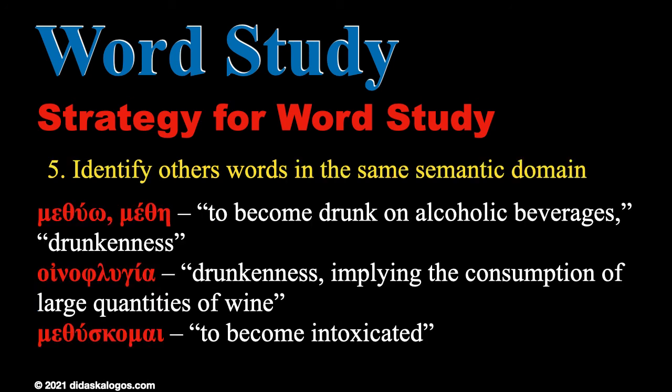And then 5, you want to identify other words in the same semantic domain. And here's where Louw and Nida can come very handy. So you have methuo and methe, to become drunk on alcoholic beverages or drunkenness. Oinophlugia, drunkenness implying the consumption of large quantities of wine. And methuskomai, to become intoxicated. So these words are related and can help you distinguish our word from other words within that same semantic domain. It might help you then to compare and contrast and to maybe more tightly limit the meaning of the word.